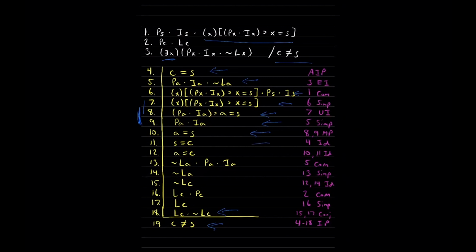Line 11 just reverses the order of that using the identity rule, the second version of the identity rule. If C is identical to S, then obviously S is identical to C. That's what's going on here in line 11. Now, I want you to look at the relationship between lines 10, 11, and 12.